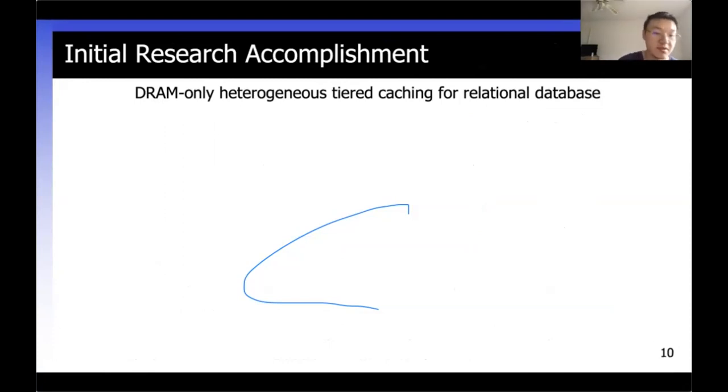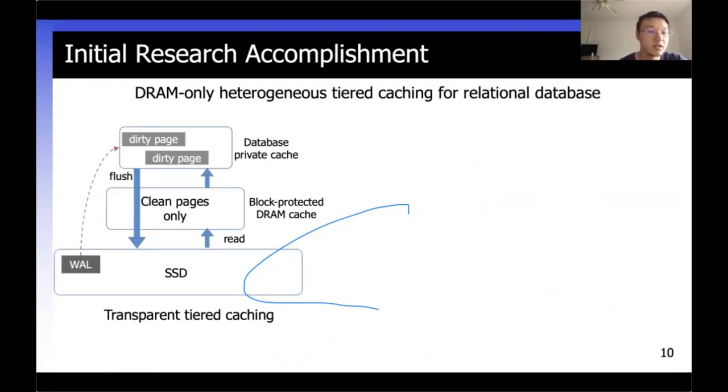So at the first step, we will develop a DRAM-only heterogeneous tiered caching design approach for relational database. For relational database, to benefit from the DRAM-only heterogeneous memory, the easiest option is to use a block-protected DRAM as a second tiered cache, which together with database private cache form a transparent tiered caching system. In this way, we don't need to change any line of the code of the relational database.